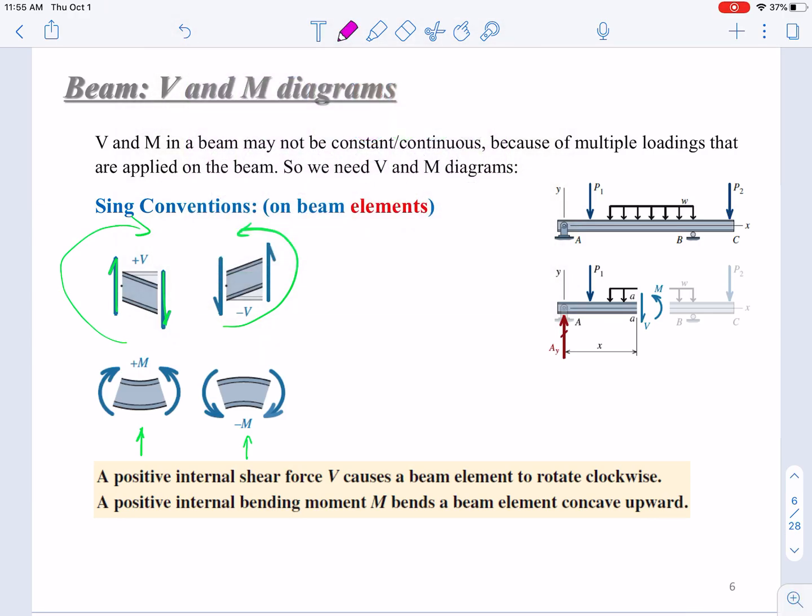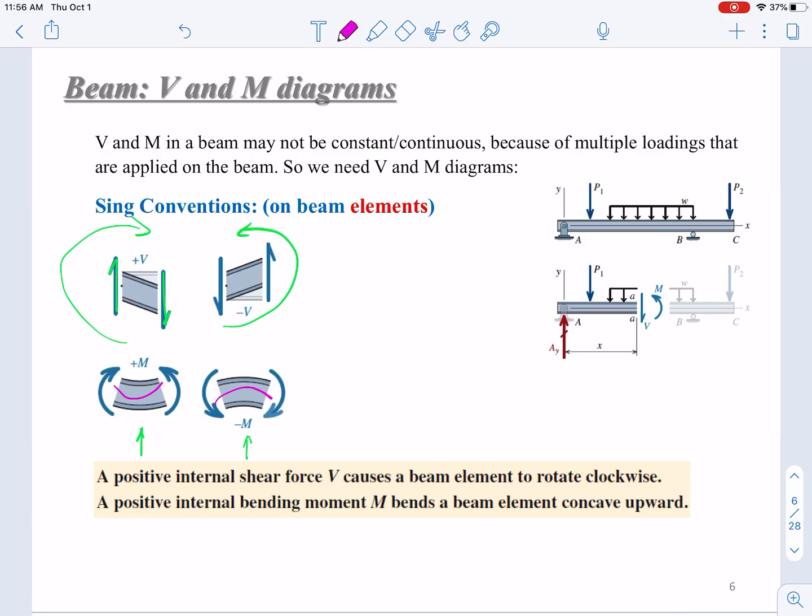Okay, actually, I have a better method to remember this sign convention of the positive bending moment. Look at the shape. This positive internal bending moment M will bend this beam element and make it smile, right? And this negative bending moment will make this element cry. So this is easier to remember, right?